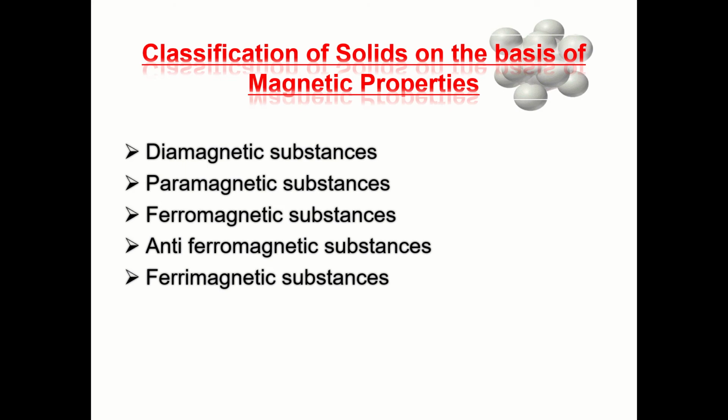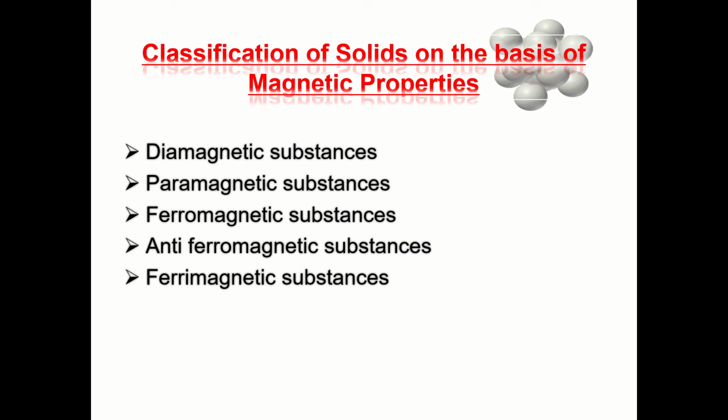Good morning, students. In the last part, the seventh part of solid state, today we are going to study the magnetic properties of solids. Based on the magnetic properties, solids are classified into five types: diamagnetic substances, paramagnetic substances, ferromagnetic substances, antiferromagnetic substances, and ferrimagnetic substances.